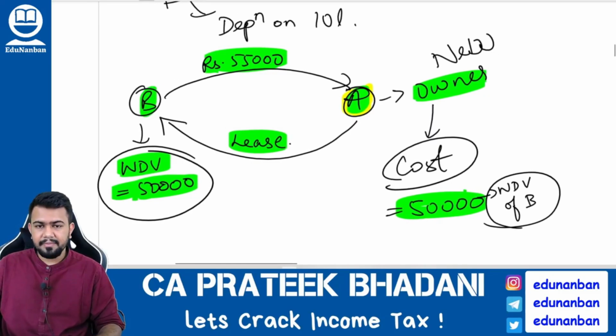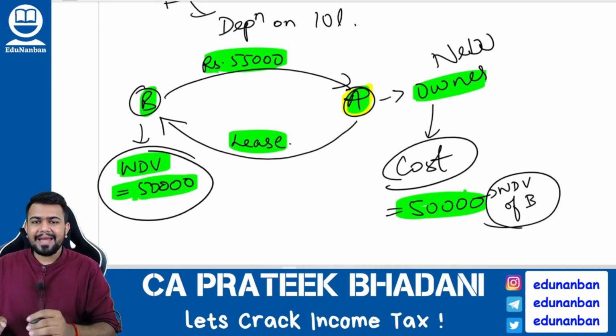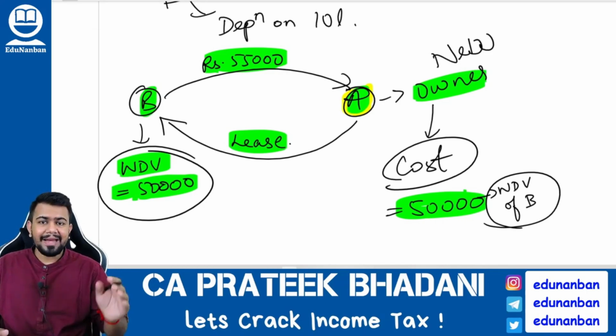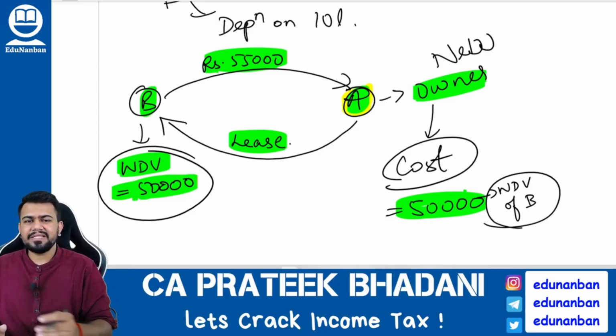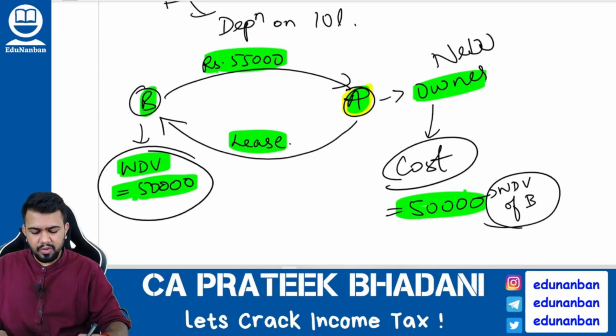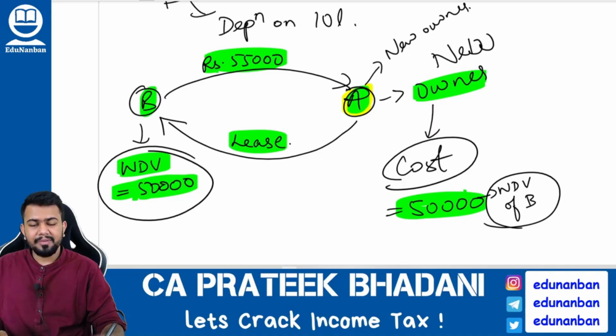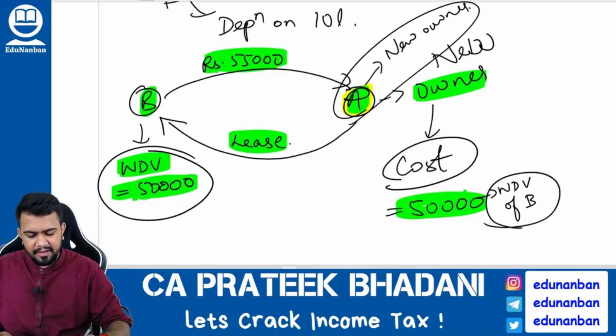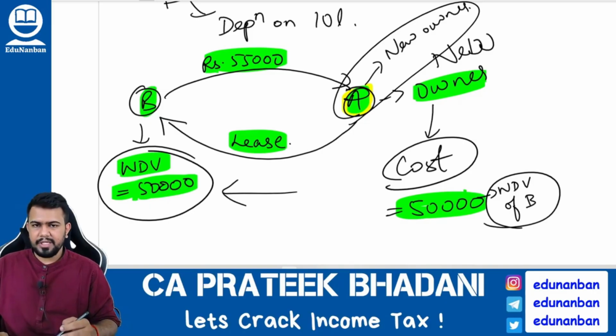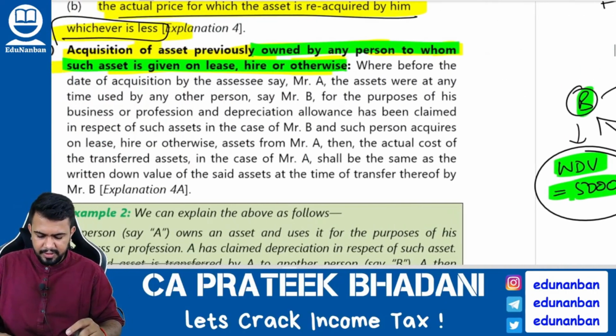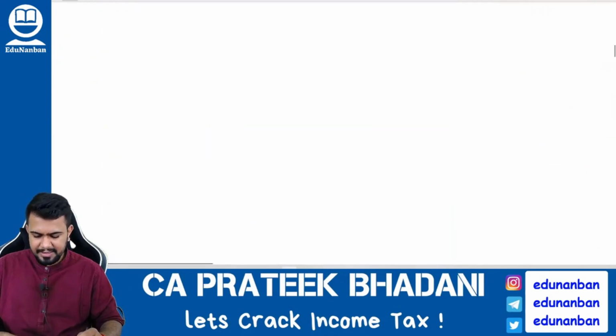Okay, listen one more time. If B is giving an asset to A and then the same asset he has got on lease from A, so now who is the new owner? A is the new owner. So what will be the cost in the hands of A? Answer is, the cost in the hands of A will be the WDV in the hands of B, which is 50,000. You get my point? That is the answer.